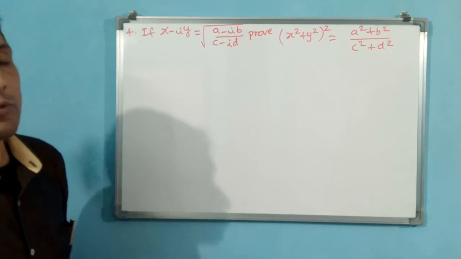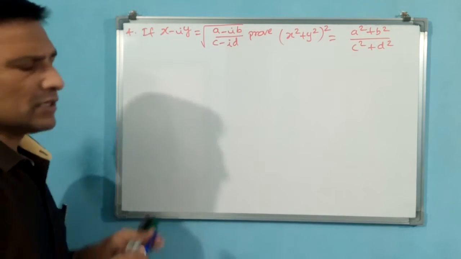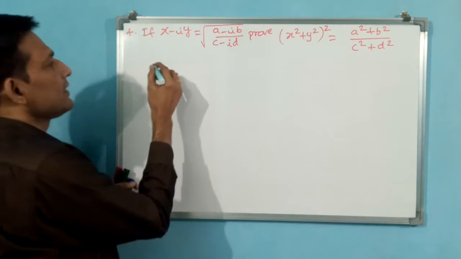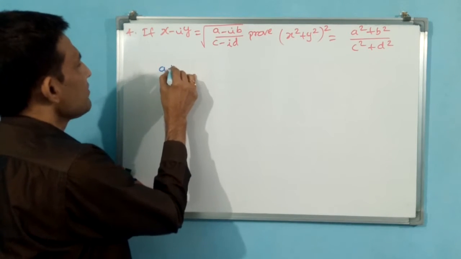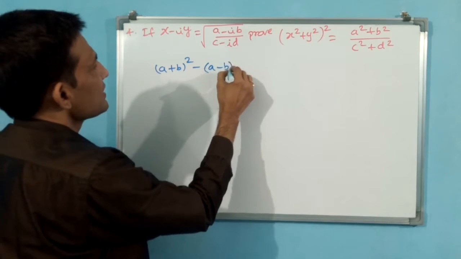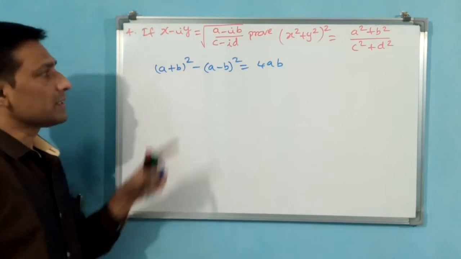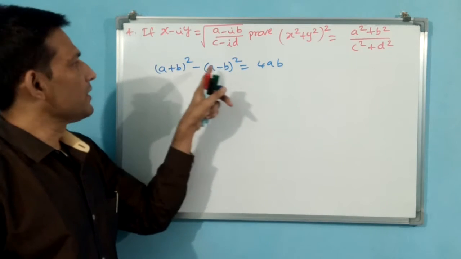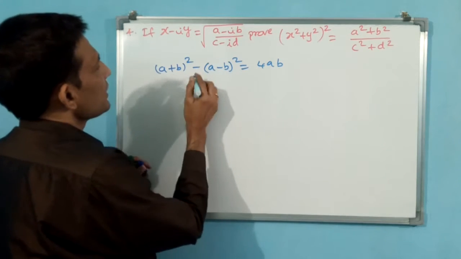See, before proving this, one formula you have to know. Already we know that formula. I am writing it again because that formula is utilized here. Unless you know that formula, you are not able to do this problem. You see, (a plus b) whole square minus (a minus b) whole square is equal to 4ab. This formula we know very well. Why? Because if plus comes, 2a square plus 2b square will come. Minus means 4ab.